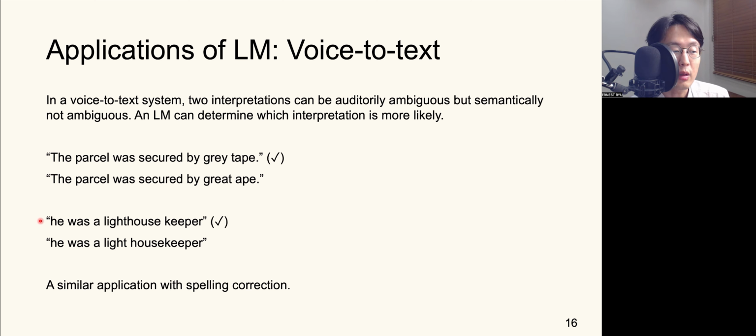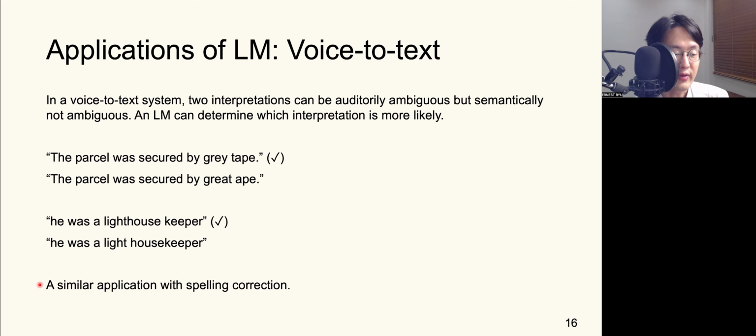Nowadays, a lot of smartphones have some sort of voice-to-text system. All of these voice-to-text systems have some sort of language modeling component, because a voice-to-text system has to resolve this kind of auditory ambiguity between two different interpretations. The only way to do it is to feed these two interpretations into a language model and ask which one is more probable.